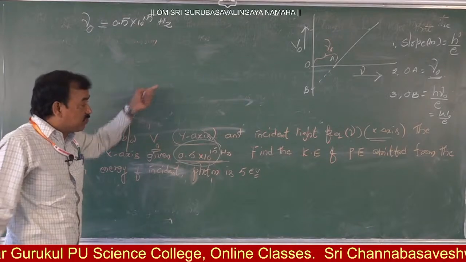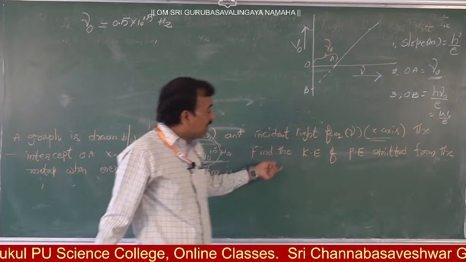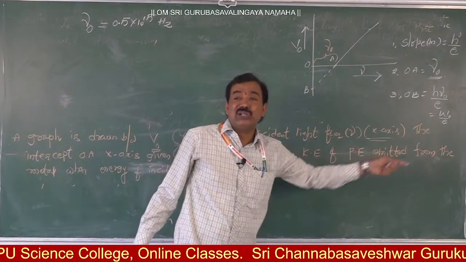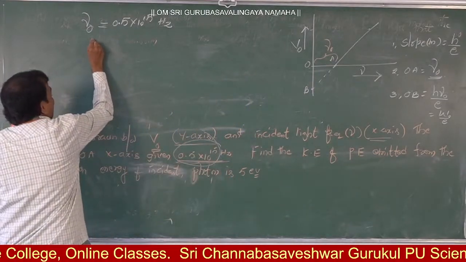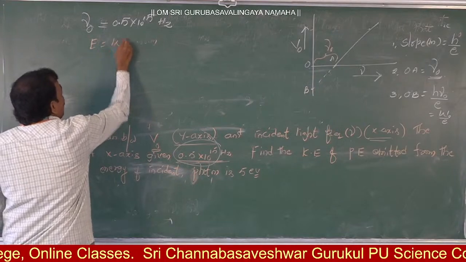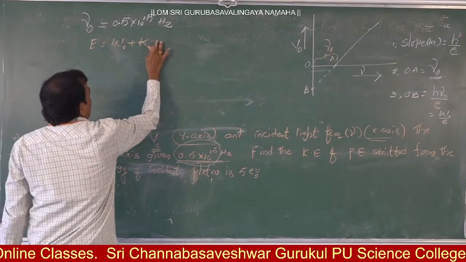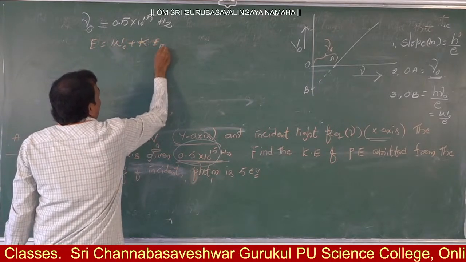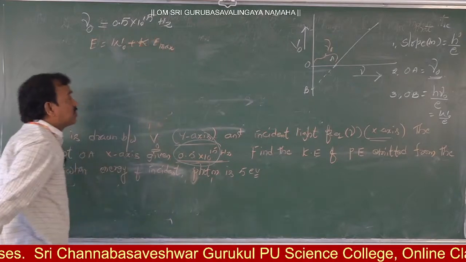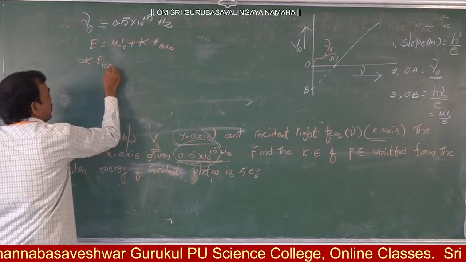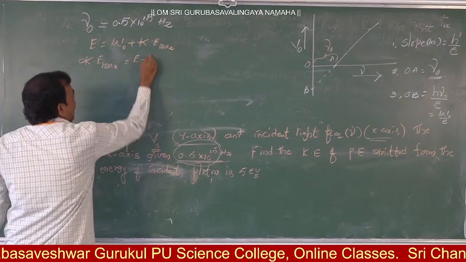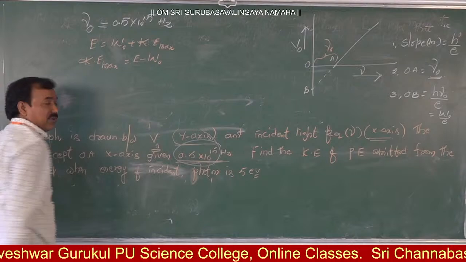What is the question here? Find the kinetic energy of the photoelectrons. What is the kinetic energy equation? The energy E is equal to W naught plus kinetic energy Ke. So what is Ke max? Ke max is equal to E minus W naught.